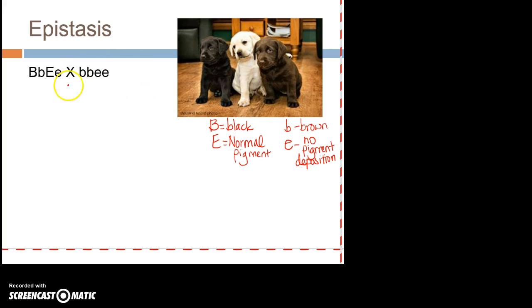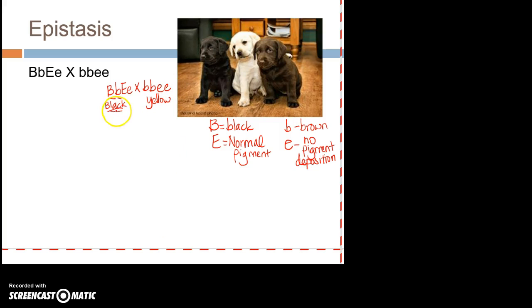Okay, so let's look at these two parents that are mating. And, oh shoot, it won't let me write over there. So I'm just going to recopy that over here. Okay, now this dog right here, black is dominant over this brown. So this is going to be a black dog. And it's going to have normal pigmentation, so it will look black. This dog, you'll see it inherited a brown fur color, but it doesn't have any pigment deposition. So this dog is going to be yellow.